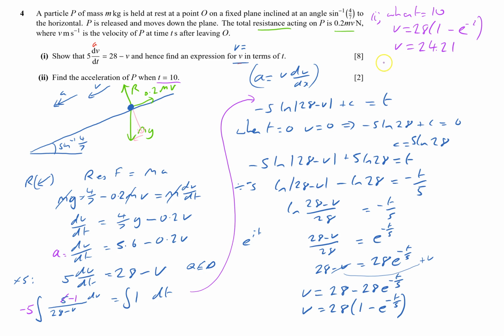And now I can sub this into the one I had over here. So a equals 5.6 minus 0.2 times 24.21, and so a equals 0.758 meters per second squared. And that's part 4 done.